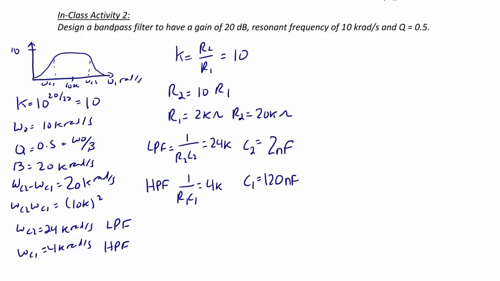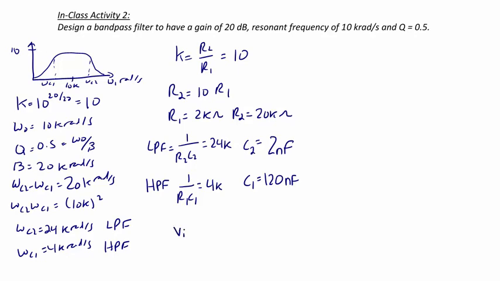equal to 2 nanofarads. For the high pass filter, we have 1 over R1 times C1 equals 4 kiloradians per second. And since we know that R1 is 2 kiloohms, we're going to get that C1 equals 120 nanofarads. And now we can draw the circuit.